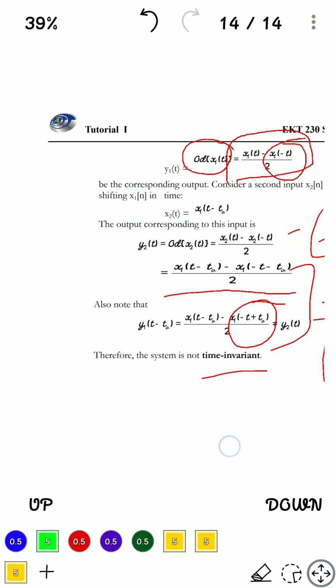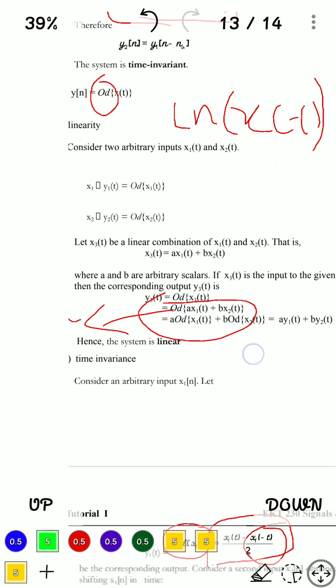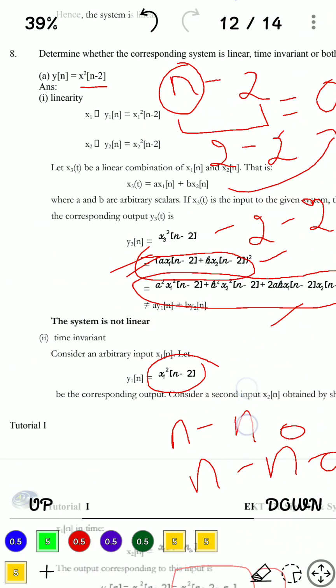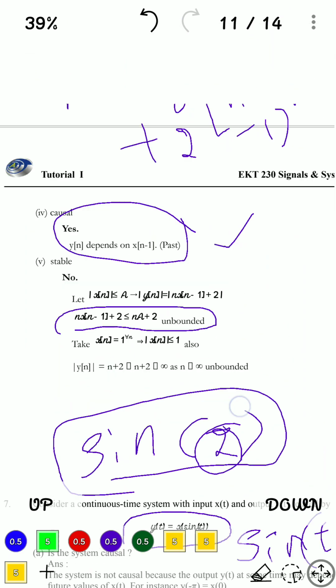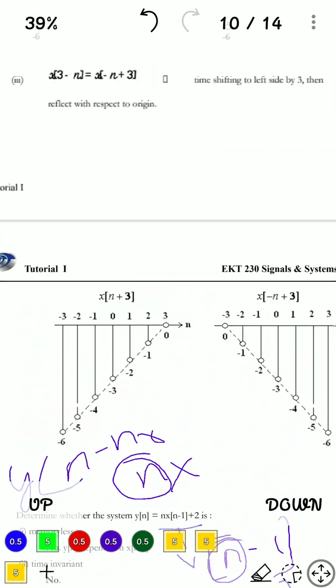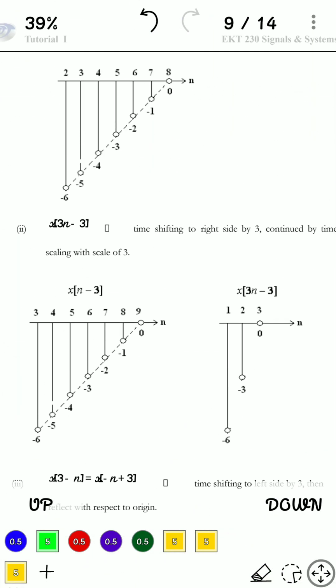So this is it for today's lecture, and I hope we learned more questions on the basic operations of signals as well as properties of systems. If I find many more problems, let us do that without fail. Thank you.